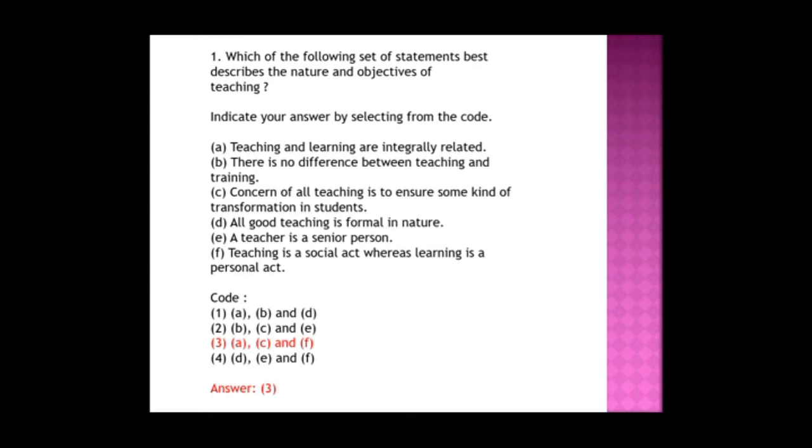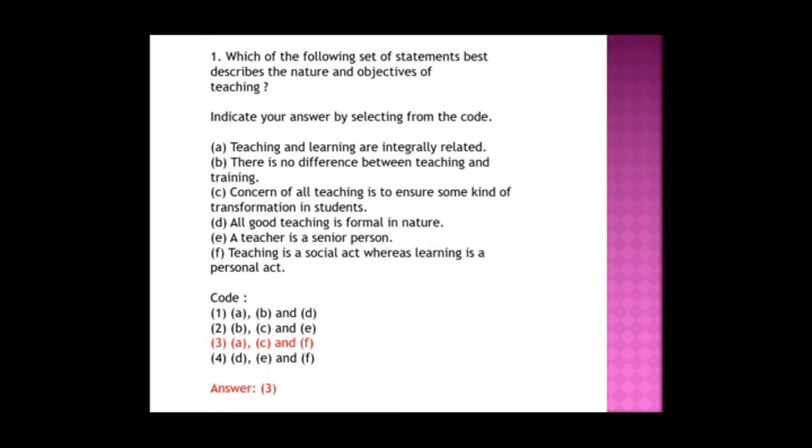So the first statement, A, is teaching and learning are integrally related. And B, there is no difference between teaching and training. And C, concern of all teaching is to ensure some kind of transformation in students. D, all good teaching is formal in nature. And next, E, a teacher is a senior person. And F, teaching is a social act, whereas learning is a personal act. Here, which statements best describe the nature and objective of teaching?